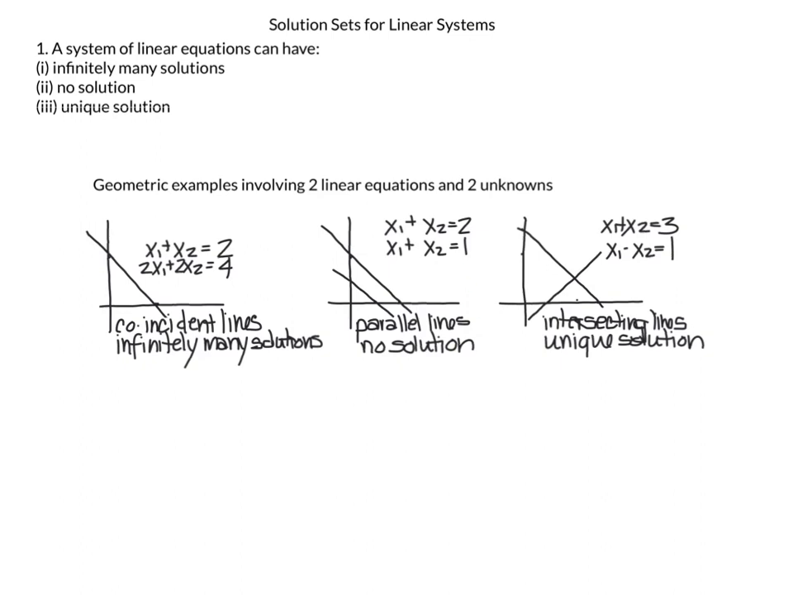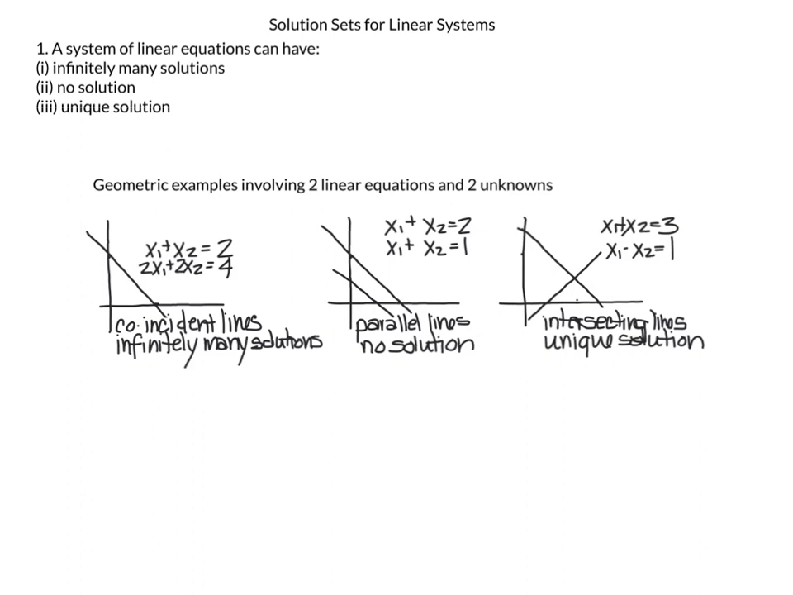The second situation here is no solution. You can see if you have two parallel lines, x1 plus x2 equals 2 and x1 plus x2 equals 1, that there's no intersection. So there's no x, y or x1, x2 points that will satisfy both this first equation and the second equation. So again, the situation is no solution.